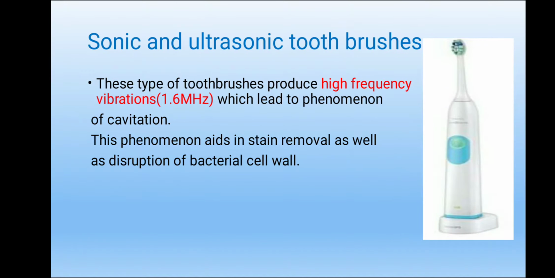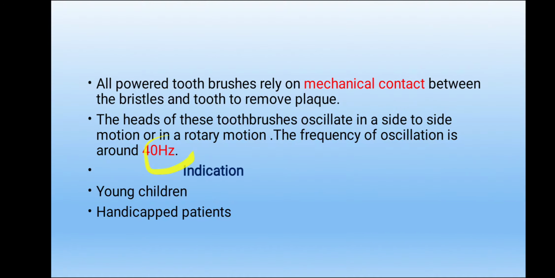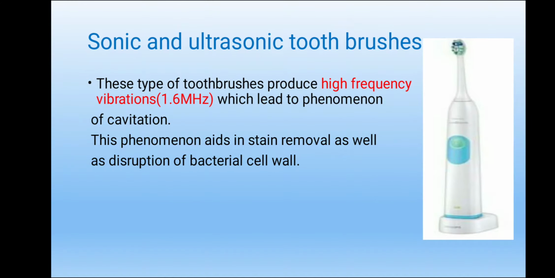Sonic and ultrasonic toothbrush. This type of toothbrush produces high frequency vibration, which is 1.6 megahertz. Here it was 40 hertz. Did you note that? So this frequency is too high. Hence it leads to cavitations. So this is the disadvantage of using this type of toothbrush. However, this toothbrush helps in stain removal as well as in disruption of bacterial cell wall. This was an advantage of this type of toothbrush.